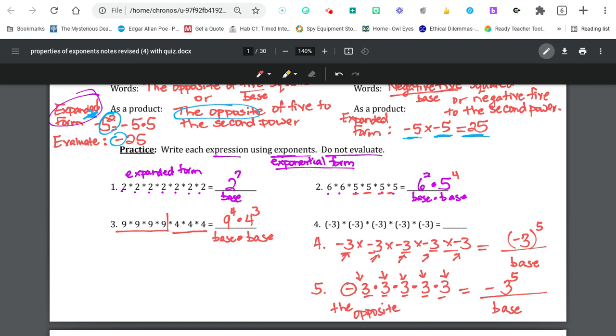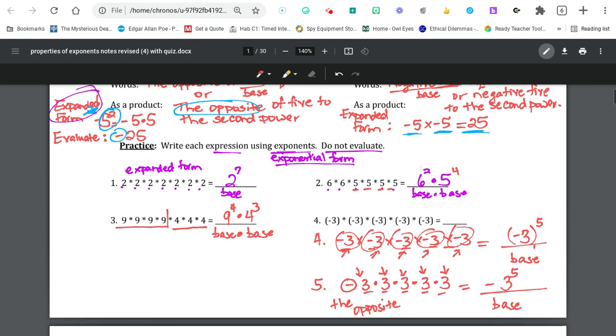So you just stick that in front of it. So your answer, if you were to evaluate it, would be negative anyway, because 3 to the 5th power would be positive, and the opposite of some positive would be negative. But again, you can tell if your base is actually negative or positive. Because right here, all these are negative 3s. So you know your base is negative. So if you know your base is negative, don't forget to use parentheses before you raise it to an exponent, please, okay?